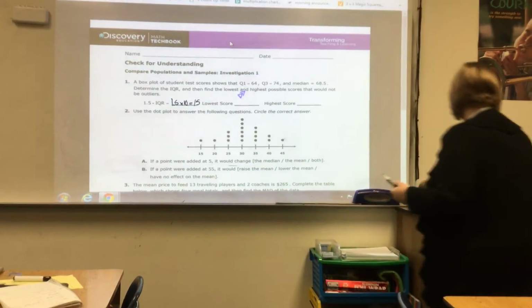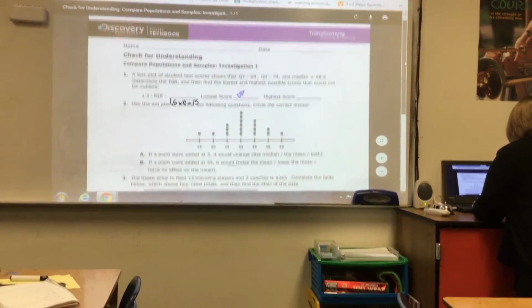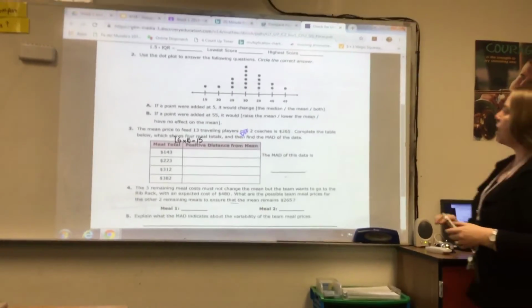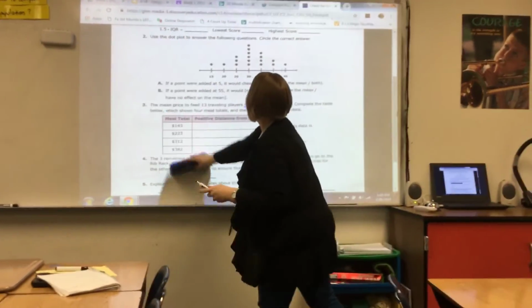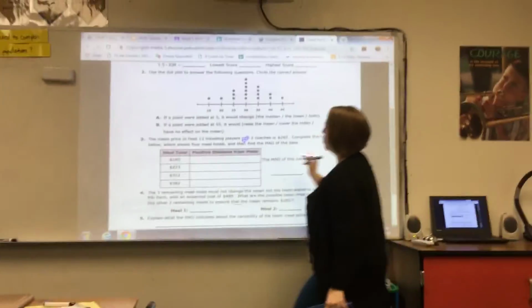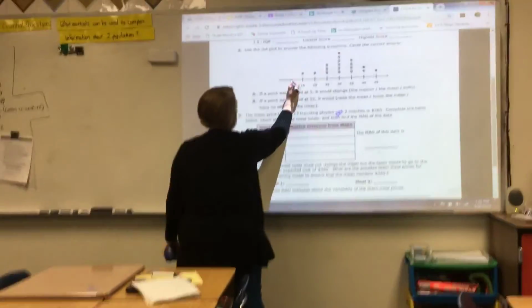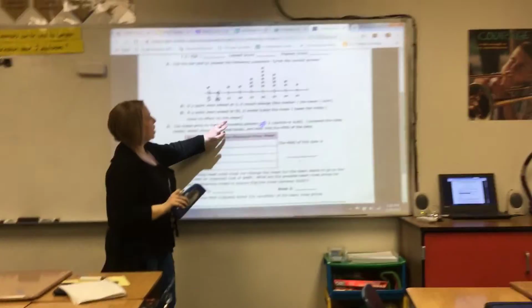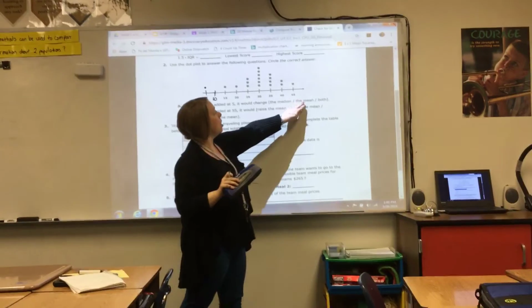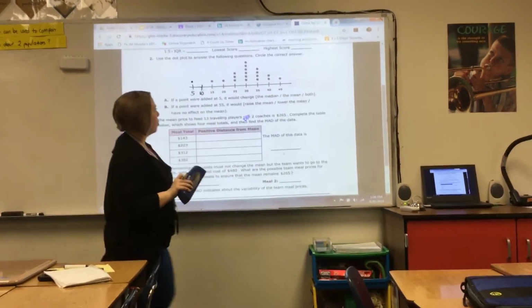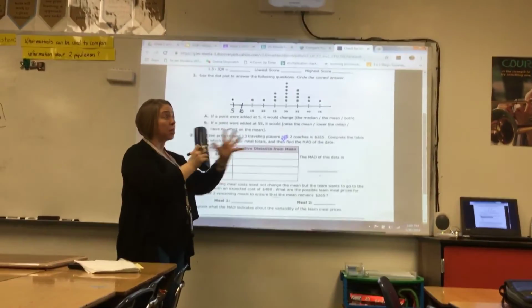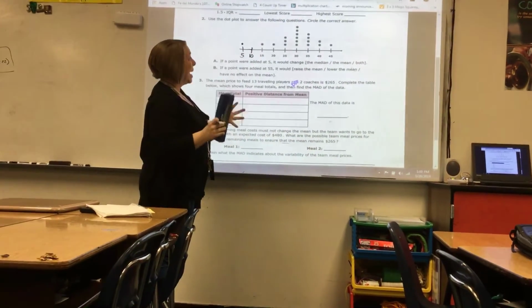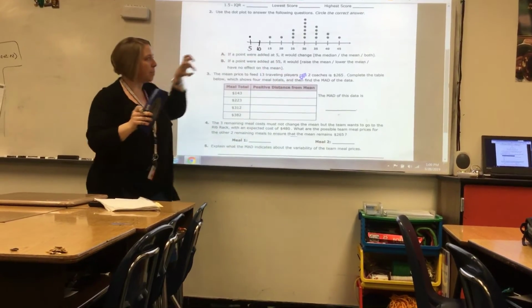All right, so then if I keep scrolling, use the dot plot to answer the following questions. So if a point were added at 5, what are they counting by? This would be 10, this would be 5. If I added a piece of data here, does it change the number that's in the middle, the mean, or both? So I added a score, so that means the middle is going to shift, right? It's going to shift this way a little bit. And if it's a low score, it's going to take that mean and pull it down.